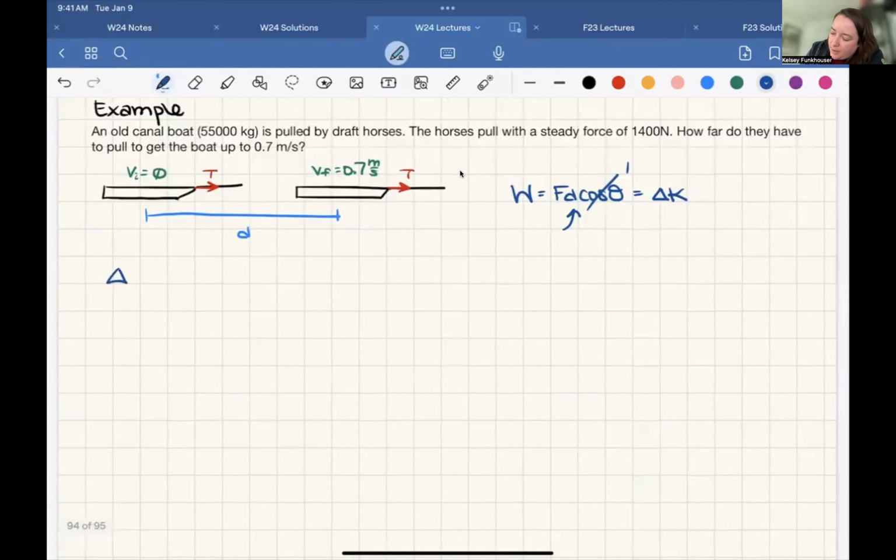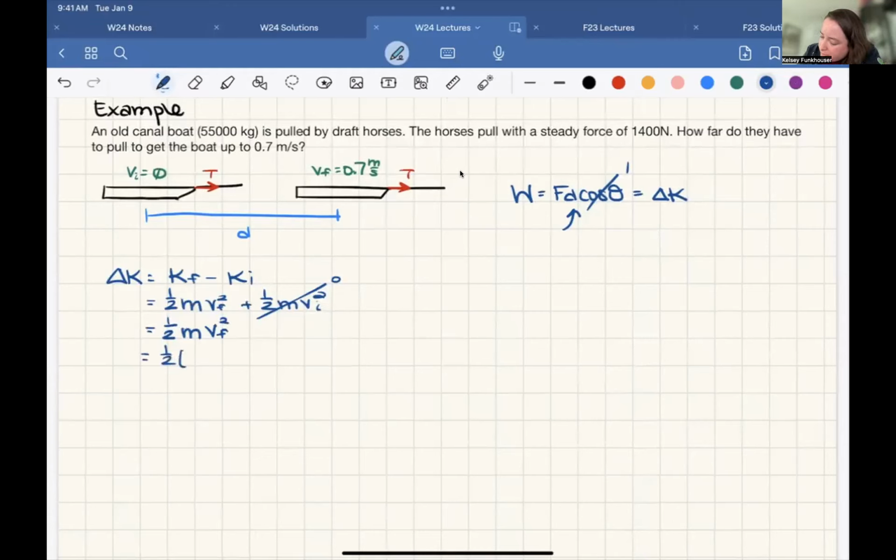And I'm just going to start us out by finding the change in kinetic energy. So that is the final kinetic minus the initial kinetic. And those are 1/2 mv final squared minus 1/2 mv initial squared. It starts at rest, so that goes away. So we just actually have the final kinetic energy, which is 1/2 mv final squared, and we can plug in our numbers. So 1/2 times 55,000 kilograms times 0.7 meters per second, whole thing squared. Okay, I didn't have my numbers up, so I need to grab them. So that gives us a change in kinetic energy of 13,475 joules.